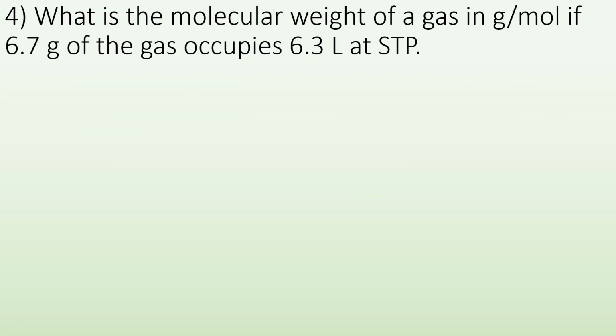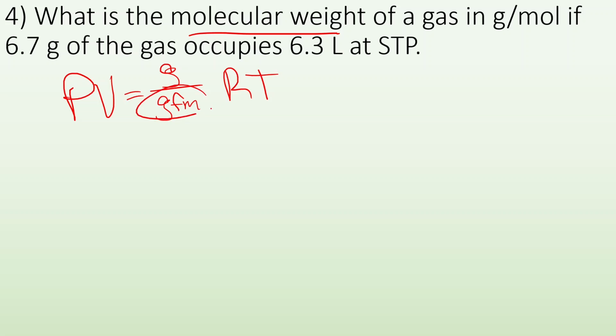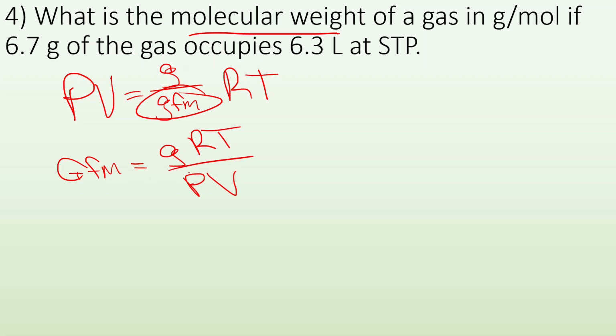Number 4, what is the molecular weight of a gas in grams per mole if 6.7 grams of the gas occupies 6.3 liters at STP? We're trying to get the molecular weight, or the GFM. Again, I have PV equals nRT, but n is really grams over gram formula mass times RT, and they're asking me to solve for the gram formula mass. So I multiply that to both sides to get GFM, and then I divide both sides by PV. I get gram formula mass equals grams times R times temperature divided by pressure times volume.